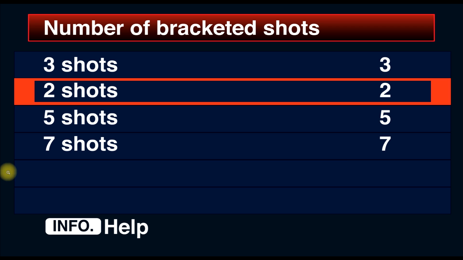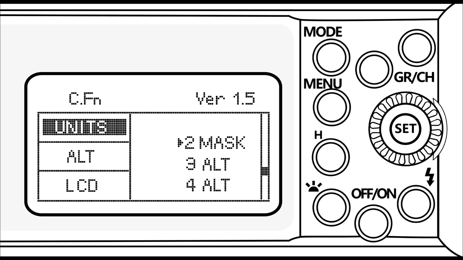Let's go into the 600 layout that I've designed here. What you're going to do is go into your menu function, and go down to units. I'm going to set mine to two mask, because I'm going to be using two lights. One is my main, and one is my background light.